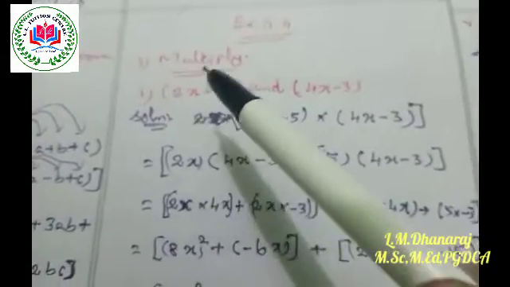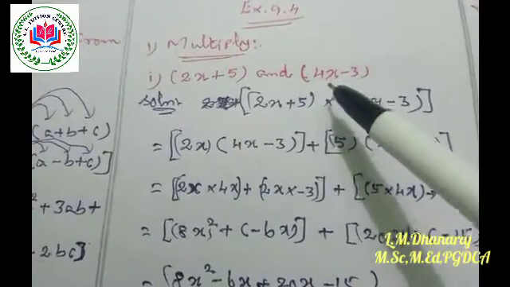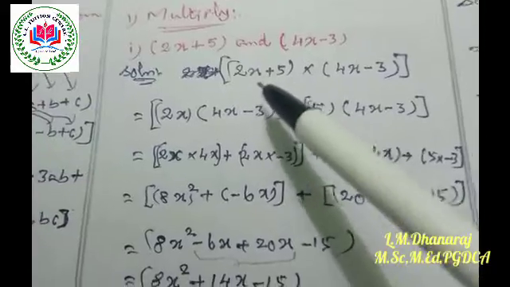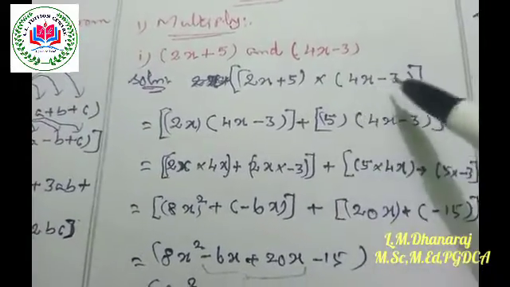Exercise 9.4, the first Roman letter, the first subdivision. We have to multiply the given two expressions. The first one is 2x plus 5 and 4x minus 3. So 2x plus 5 into 4x minus 3.